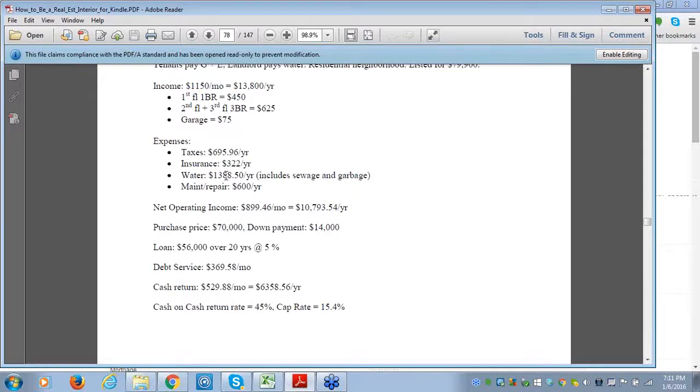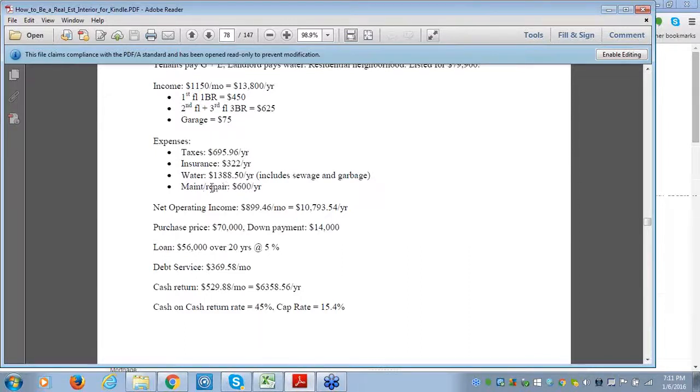So the challenge with rental properties is if you're renting a property out and you want your tenant to pay the water bill, you better stay on top of things, because if the tenant doesn't pay, it's going to come back on you as the owner, okay? Another variable would be maintenance and repairs, okay? These are basic fixed and basic variable expenses.